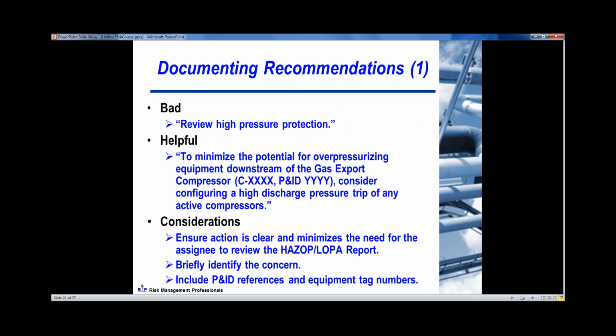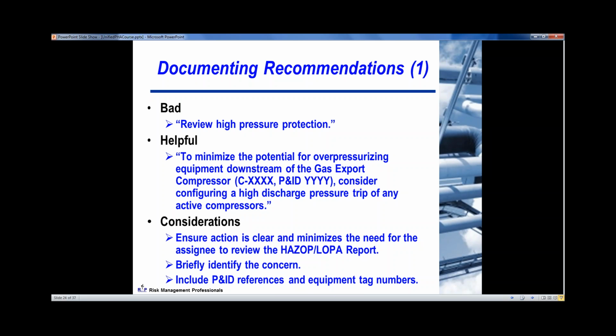Review this, review that. Somebody can review it and say, oh, I read it last night while I was having a glass of wine, and I finished my action. Well, that wasn't the intent. The intent is usually to review it critically, identify if there's a problem, and do something about it. So it makes a lot more sense to avoid ambiguity, and in this particular case, identify what you're trying to do. You're trying to prevent overpressurization, identify equipment, and what you want somebody to do.